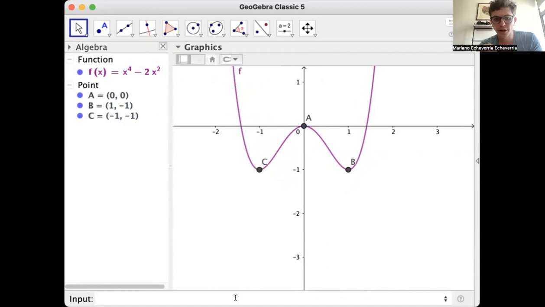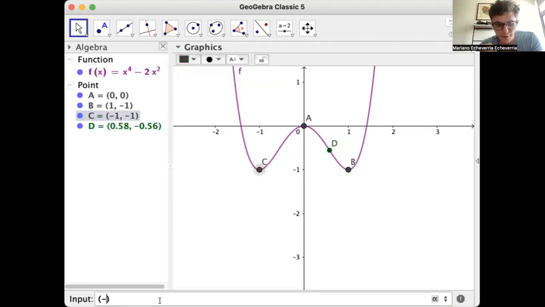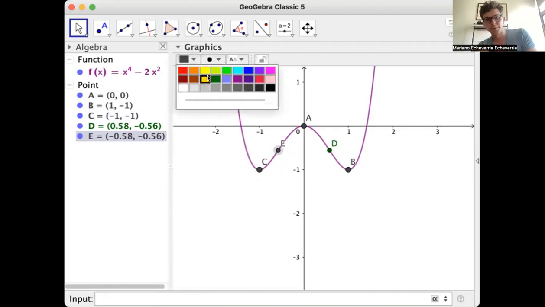And then the inflection points happen at what? 1 over square root of 3. F of 1 over square root of 3. There's an inflection point there. I can use a different color. And then minus 1 over square root of 3. F of minus 1 over square root of 3. And there's another inflection point there.